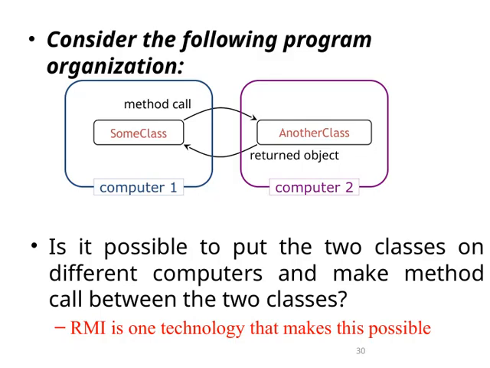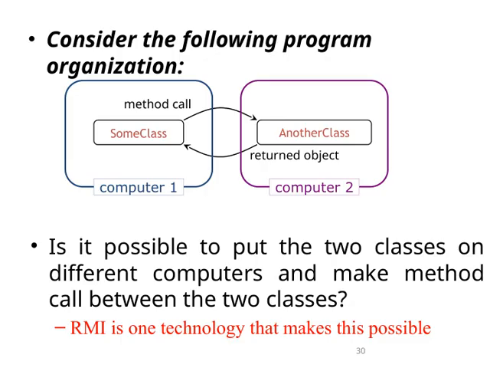Let's consider the organization of a program like this. Is it possible to have these two classes on different computers and still have them communicate? The answer is yes, and one technology that makes this possible is RMI, or Remote Method Invocation. Imagine you have some class on one computer and another class on another. With RMI, you can invoke methods from one class on the other computer as if they were local calls.